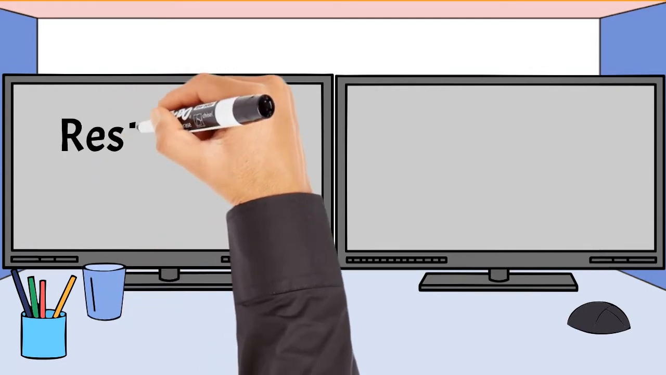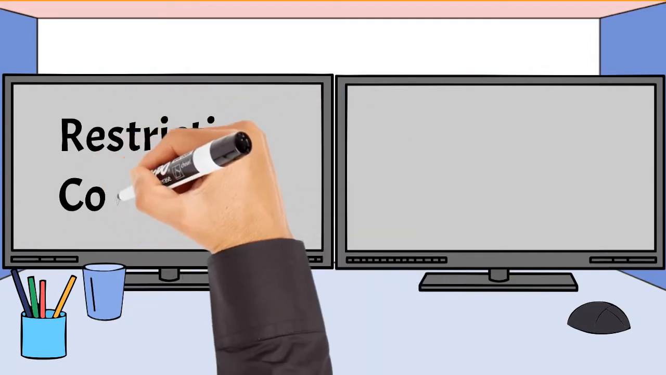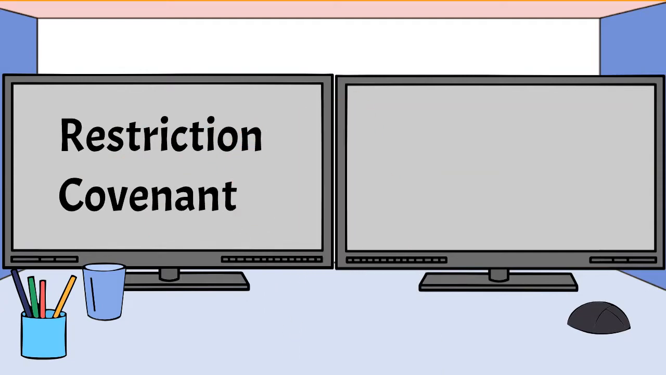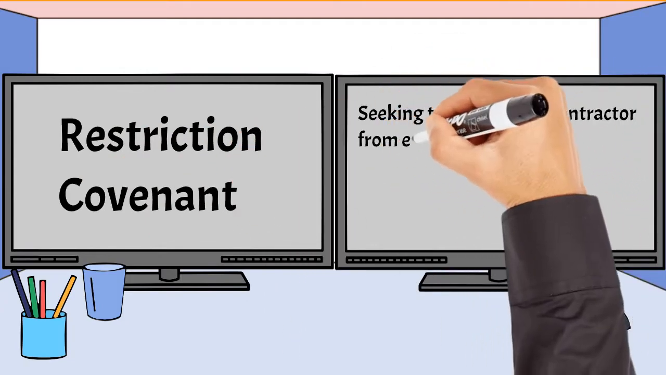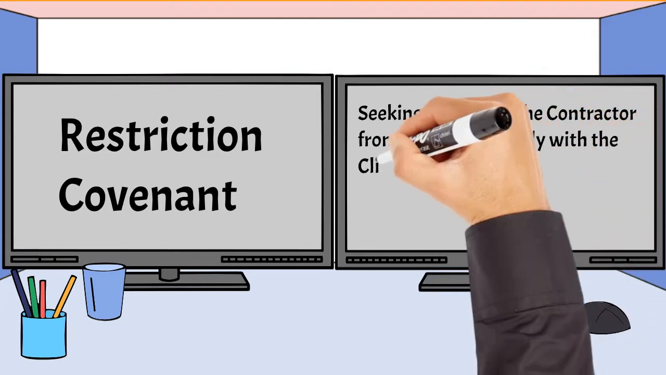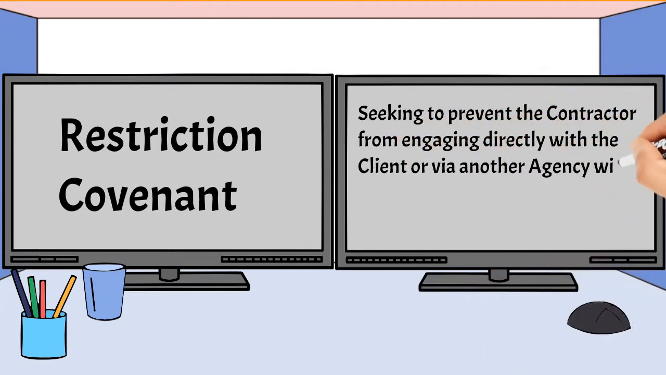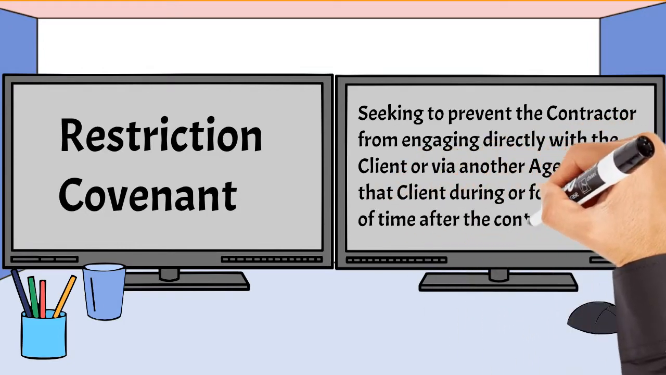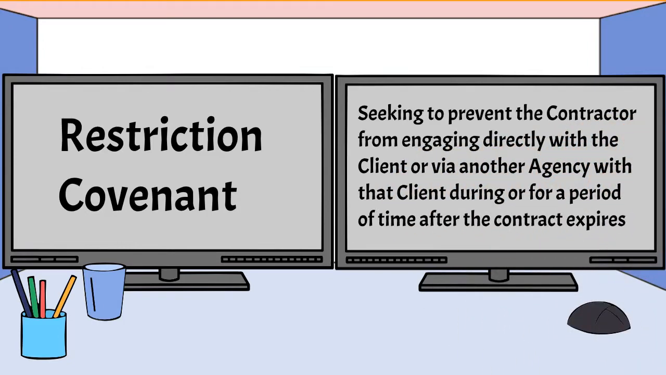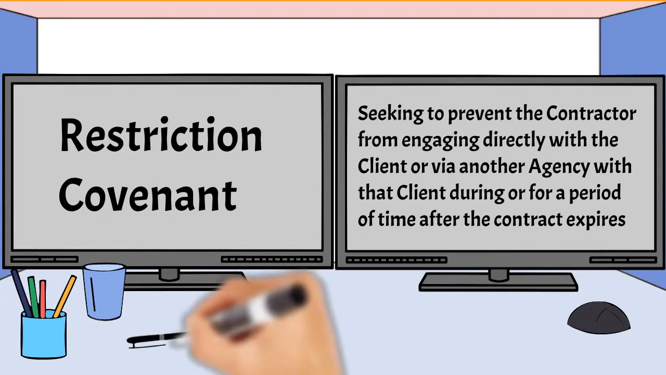There is generally a clause that attempts to restrict the contractor from engaging directly with the client or engaging via another agency to that client during the initial contract period or for some time after the contract has expired. From the agency's perspective, they don't want to put in the time and the effort to find the right person and recruit them and have them engage with their client, only to find out that that contractor turns around and engages directly with the client and cuts them out of their income stream.